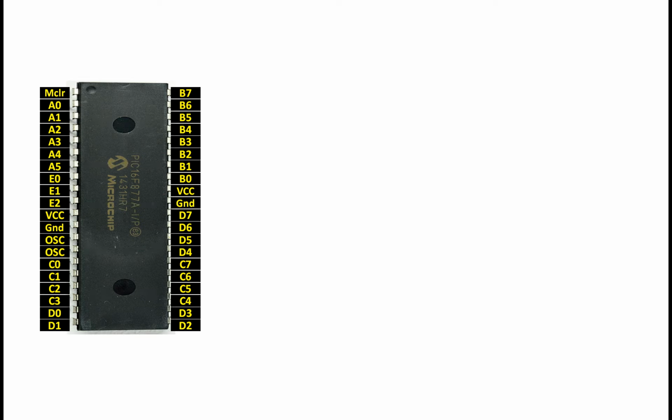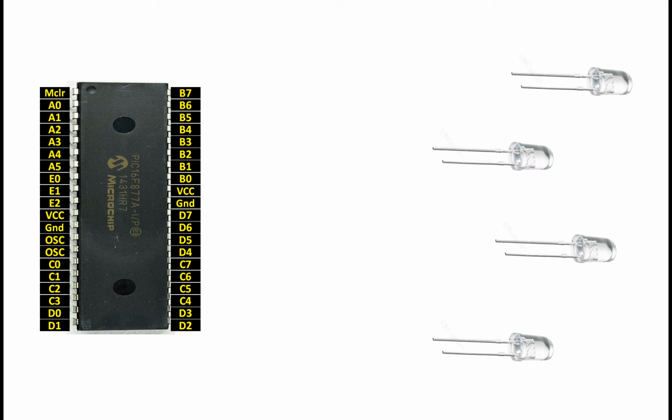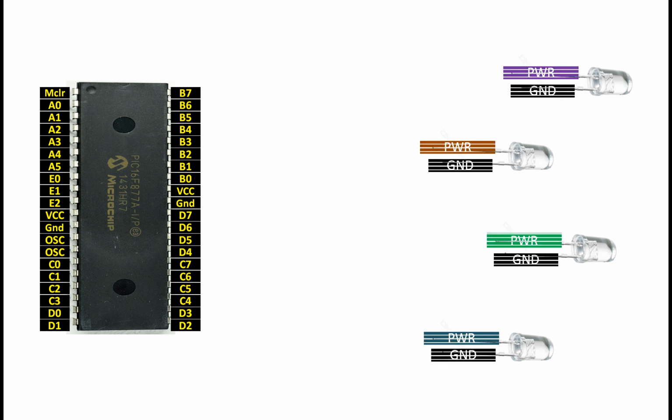So guys, this is our PIC16F877A microcontroller having 40 pins. It's a DIP version that I'm going to use for demonstration purposes. And guys, these are the 4 LEDs. Now let's first of all connect them. As you can see, each LED has 2 pins. One is longer, one is shorter. Longer is always the power and shorter is always the ground.